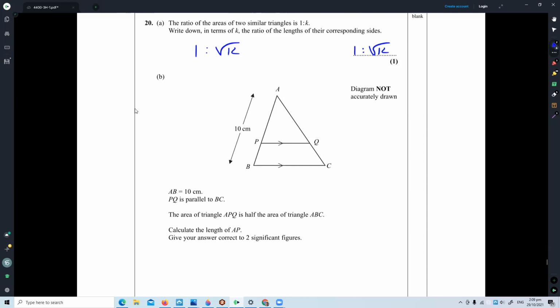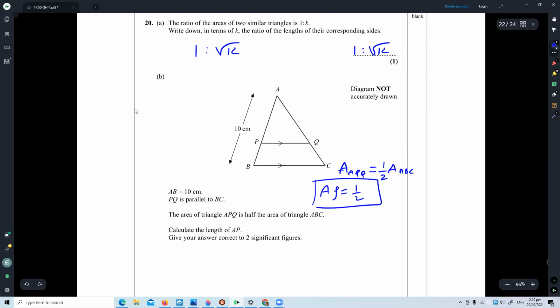The area of, so I'm not sure if this is related to the first question, but anyway, I'll assume that it might be. Area of APQ equals half of area of ABC, which means that the lengths, so let's be careful here. So the area factor is equal to a half, which means that one triangle is a half of the other, okay? Now, the scale factor is equal to a square root of a half. So that's the scale factor. Calculate the length of AP.